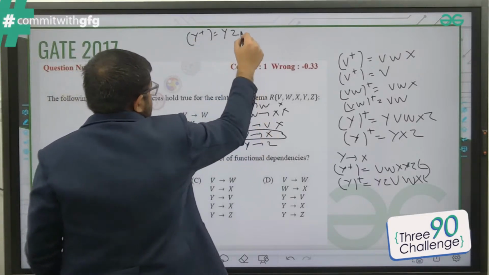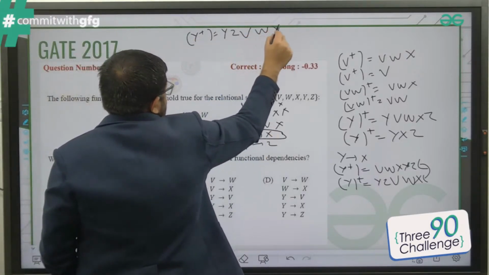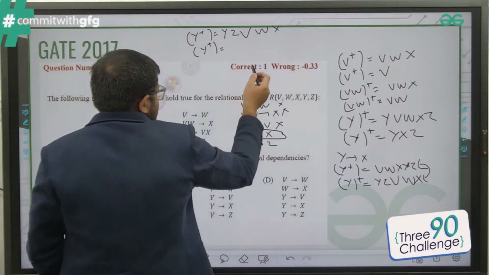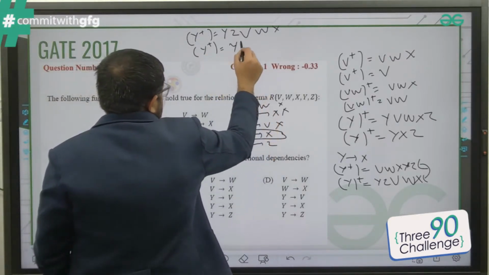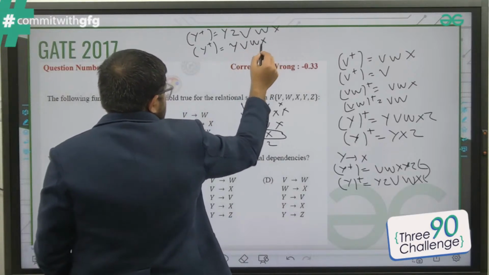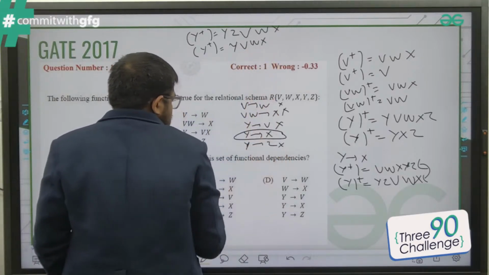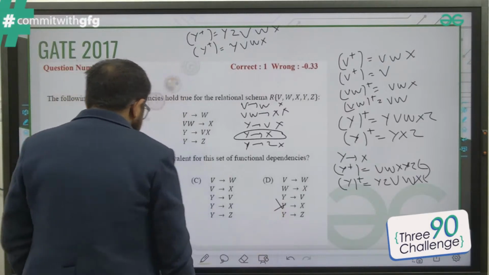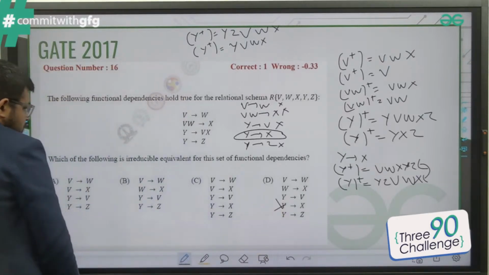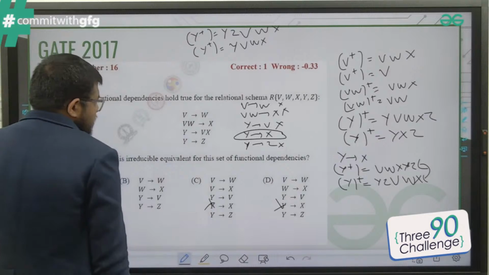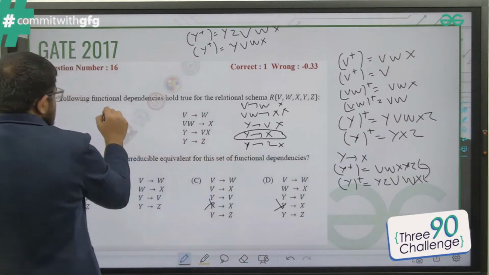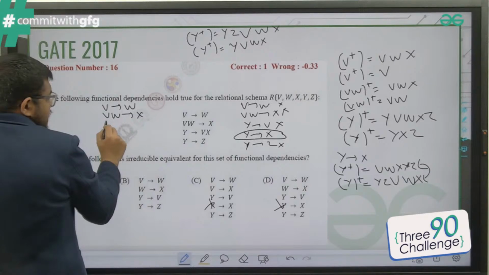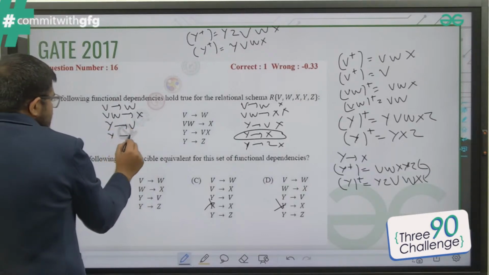Now Y gives me V, V gives me W, W gives me X. Now without considering the last one, Y will give me V, V will give me W and X, but I will not get Z, so this is also not redundant. So Y gives me X is redundant. What am I left with? V gives me W, VW gives me X, and Y gives V, and Y gives Z.